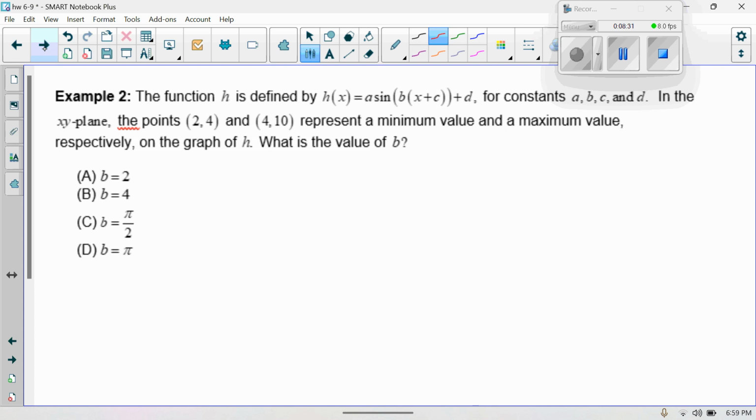Example 2. The function h is defined by h of x equals a sine b x plus c plus d for constants a, b, c, and d. In the xy plane, the points 2, 4 and 4, 10 represent a minimum value and a maximum value, respectively, on the graph of h. What is the value of b? Remember, b is the frequency, which is related to period.